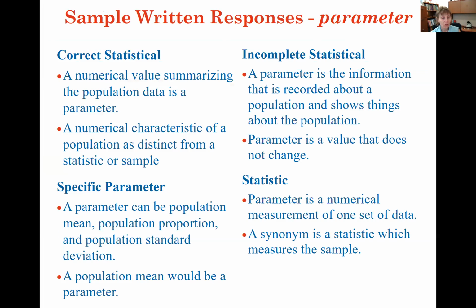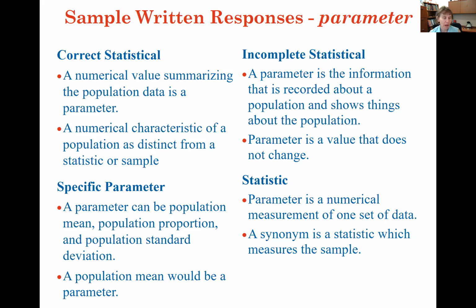These are some sample responses of what constitutes the various categories. So correct statistical: a numerical value summarizing the population data, a numerical characteristic of a population. Some examples of specific parameters: the population mean, a population proportion, a population standard deviation. The more incomplete statistical definitions: information about a population. It's not quite as specific as a numerical value, but clearly it's something about the population. I like this one: a parameter is a value that does not change. It's great when students recognize that. We just didn't consider that to be complete enough, but it is a really nice observation.